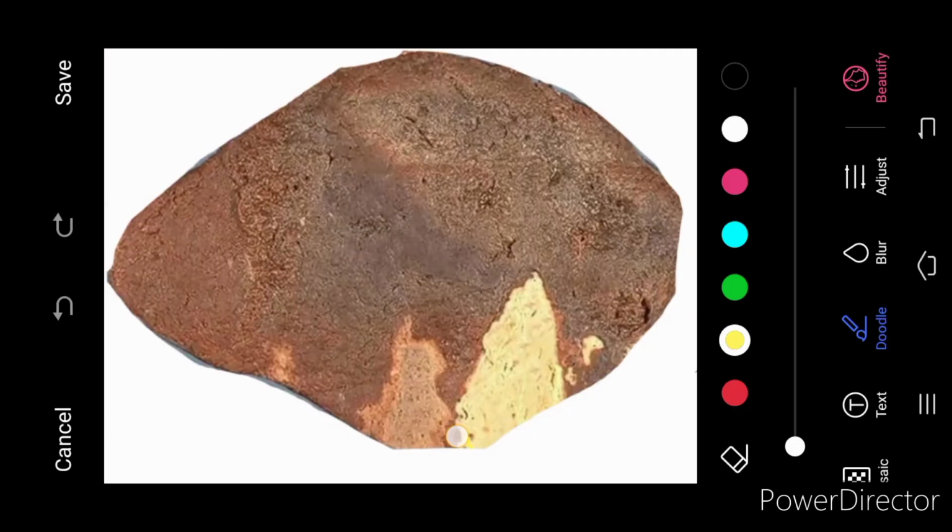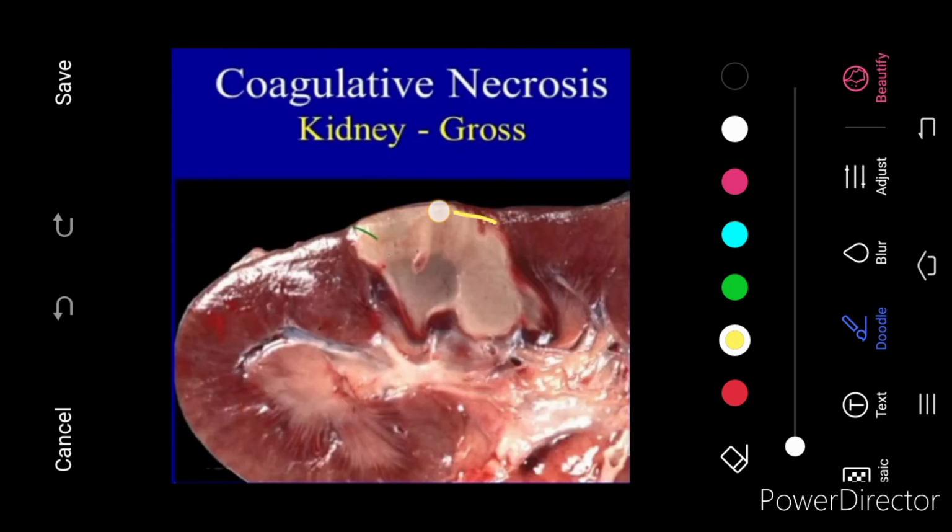Here we can see the gross view of the liver, and here this area is necrosed, showing coagulative necrosis, and it is pale and swollen. Here in the kidney also we can see this area.